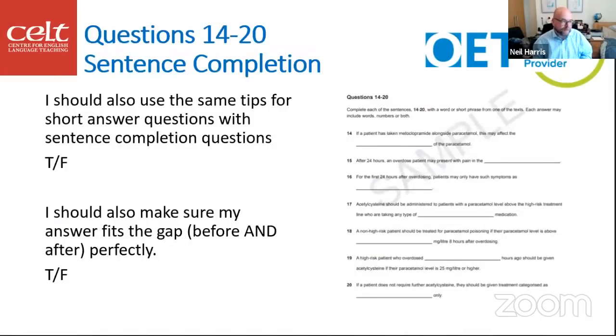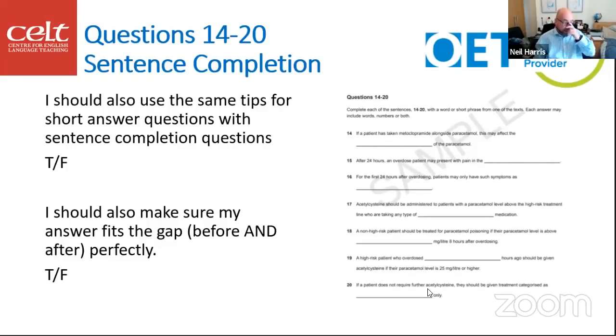Okay, finally, questions 14 to 20, the sentence completion. That means basically you have a sentence and it has a gap in it. The gap may appear in the middle of the sentence. It may appear at the end of the sentence.